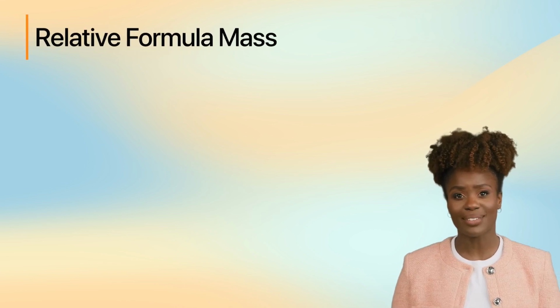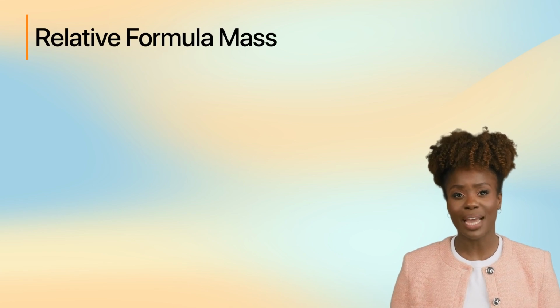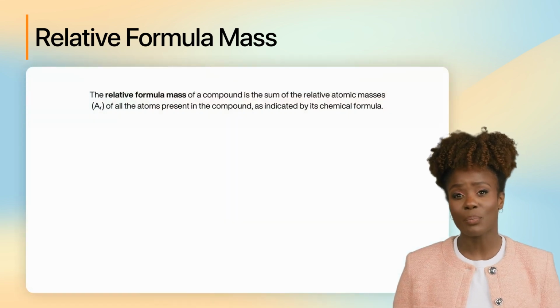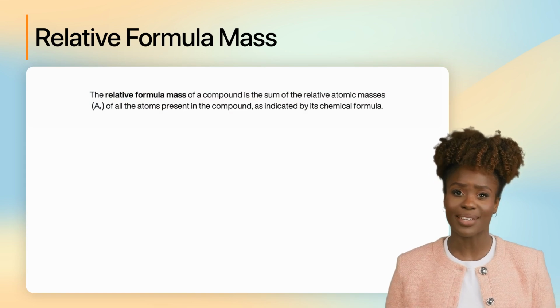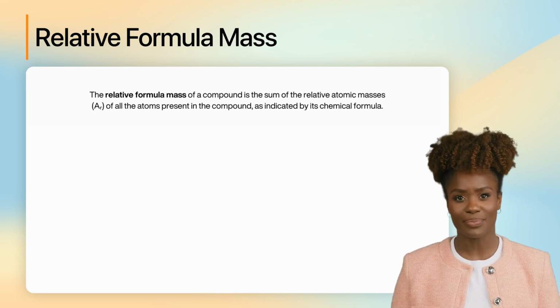Let's delve into the concept of relative formula mass, known as MR, and how it can tie in with the conservation of mass in chemical equations. The relative formula mass of a compound is the sum of the relative atomic masses of all the atoms present in the compound, as indicated by their chemical formulae.